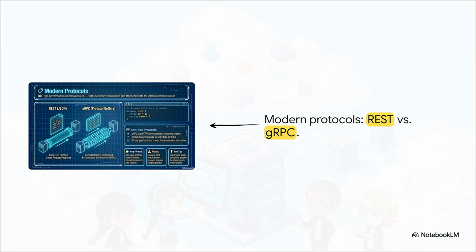REST is fantastic for public-facing data. It easily sends JSON payloads to web browsers, and it's universally understood. But gRPC? Its compact binary serialization makes it ridiculously fast. So a massive architecture will typically use standard REST for its public web traffic, but behind the scenes, it'll rely entirely on gRPC to route millions of internal microservice calls instantly.